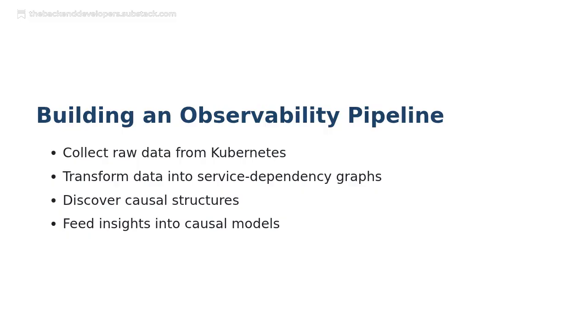Start by collecting raw data directly from Kubernetes, capturing essential metrics. Transform this data into service dependency graphs that visualize interactions. Next, utilize structure learning algorithms to discover the underlying causal structures within your data. Finally, feed these insights into causal models that enhance anomaly detection, allowing for proactive monitoring and response.